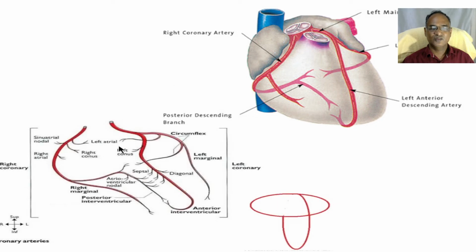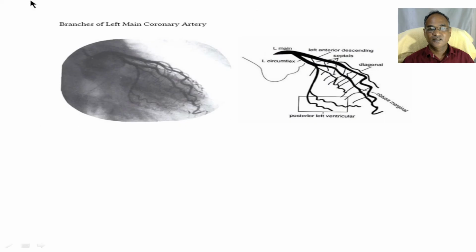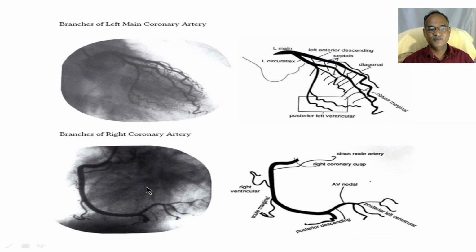So when you take out these blood vessels, they will look like this, and the left side will cover the front and back. The right coronary artery will cover one side and the back side. So in this way, it makes a complete network. This is the original picture of the left main coronary artery, and the second picture is the right coronary artery.